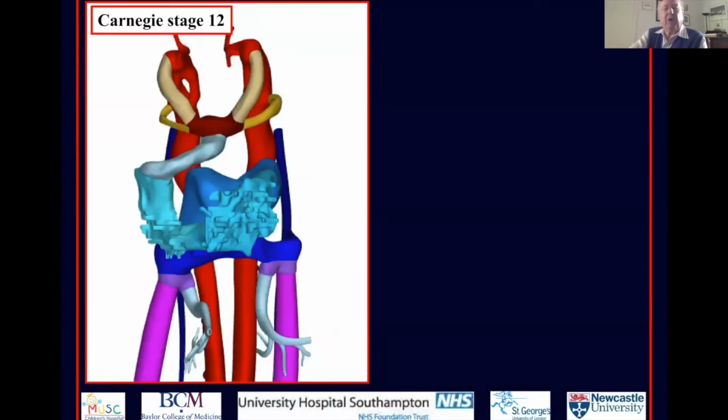But as we go one stage further, Carnegie stage 12, now for the first time, we see something that is beginning to resemble the definitive heart.